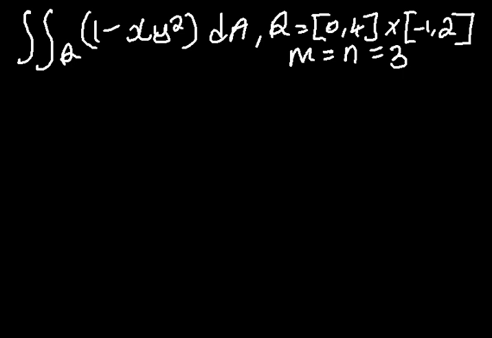Now let's see how we can evaluate the double integral we have been given here using the Riemann sum, where the interval along x is 0 to 4 and along y is -1 to 2, with the sample points given as 3 for x and also for y. Using the Riemann sum, how should we have it?